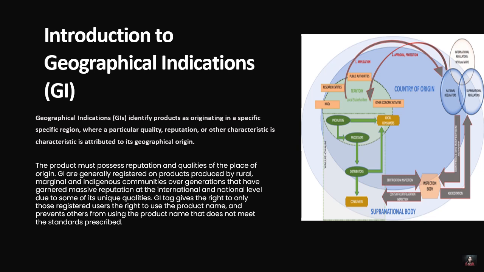GI are generally registered on products produced by rural, marginal, and indigenous communities over generations that have garnered massive reputation at the international and national level. Due to some of its unique qualities, the GI tag gives only registered users the right to use the product name and prevents others from using the product name if they do not meet the prescribed standards.